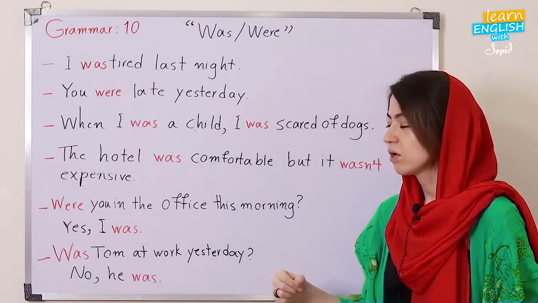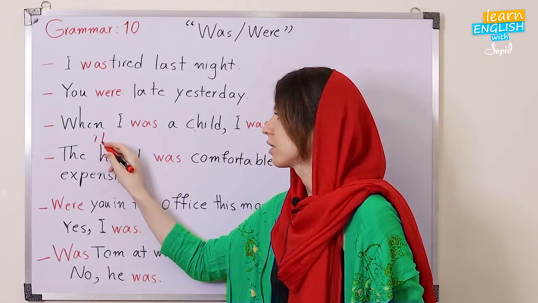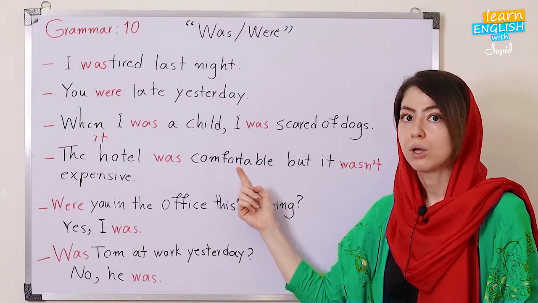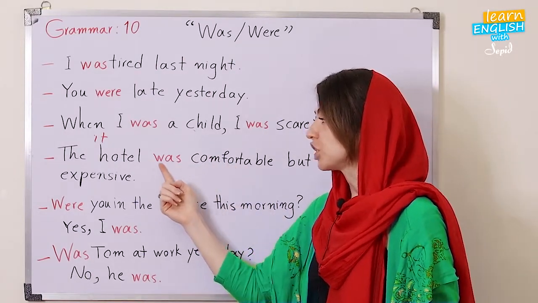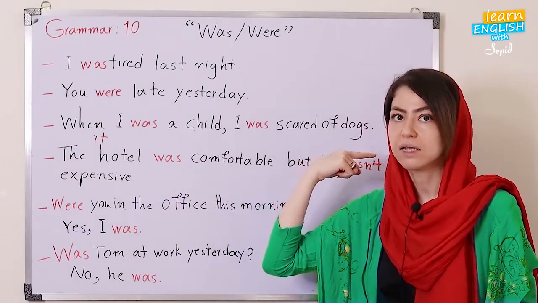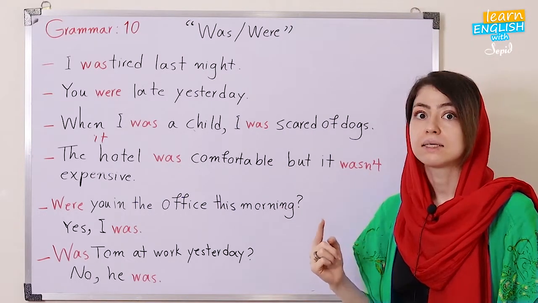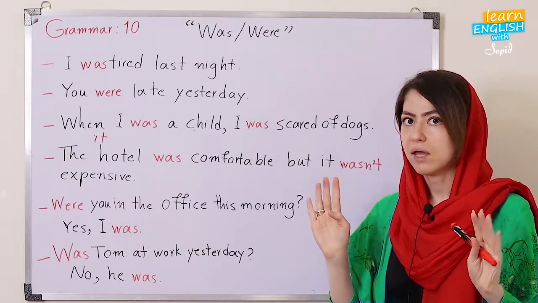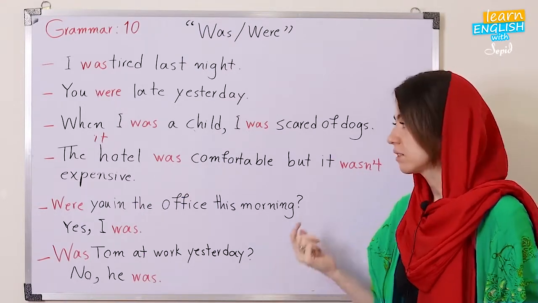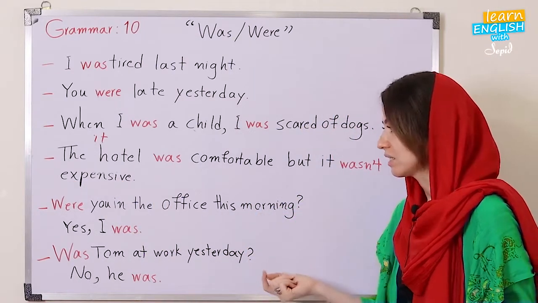The hotel is, it's here, okay? Just pay attention. The hotel was comfortable, okay? So we change is into was in order to talk about past tense. But it wasn't, okay? So we change isn't into wasn't. It wasn't expensive. So let's go.